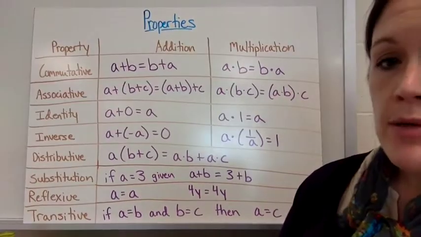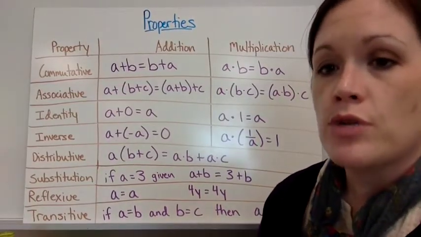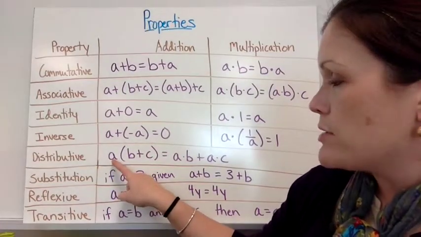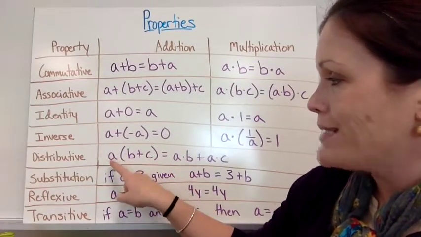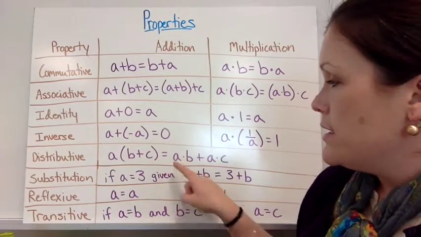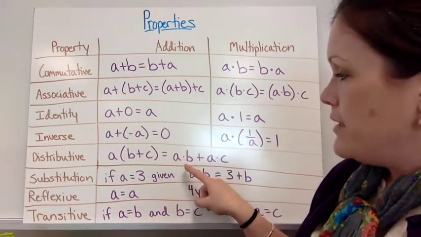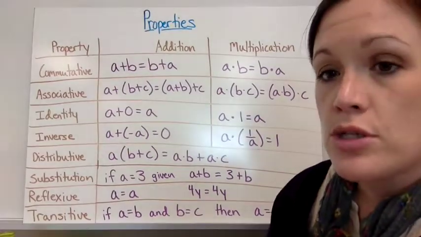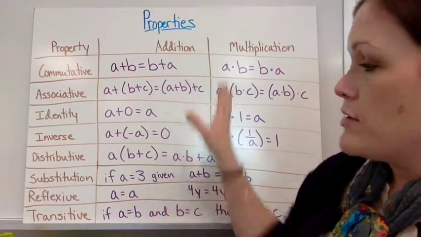One of our favorite properties we use all the time, and we're going to use more this year, is distributive. Distributive means you have to distribute something to a group of things. So a times (b plus c) is equivalent to a times b plus a times c. Usually that's a pretty simple one because it looks very unique compared to the other properties.